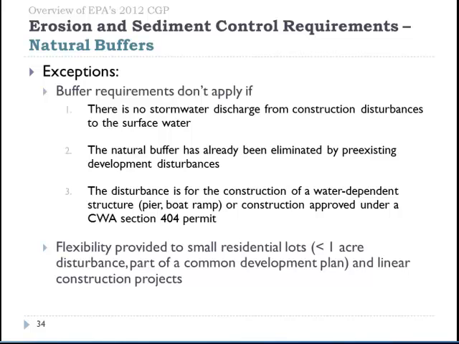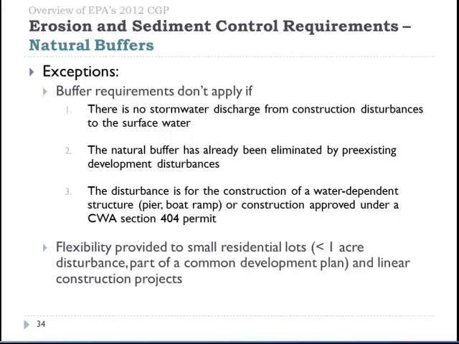Or it could include a situation where the operator actually constructs a berm or some other control that would eliminate the chance of stormwater discharging to the surface water. Another exception is situations in which there is no natural buffer on the site at the time you obtain permit coverage. So this would be a site where the buffer has been eliminated by impervious surfaces, such as a concrete walkway that has removed any natural buffer area.